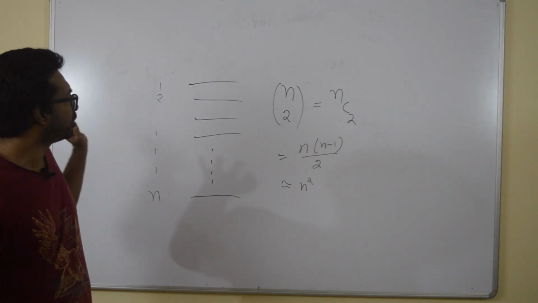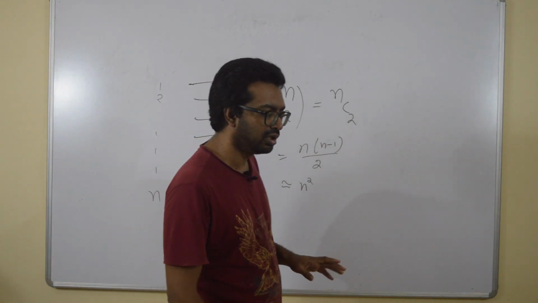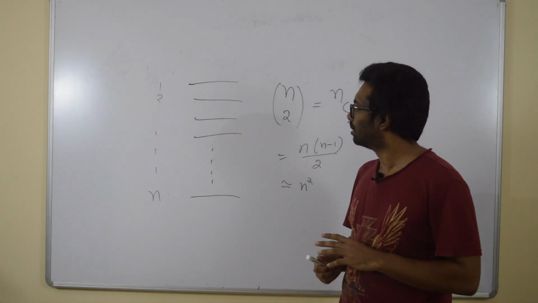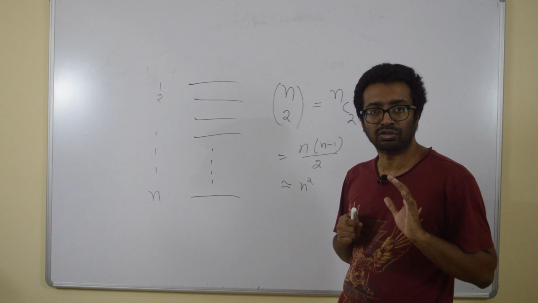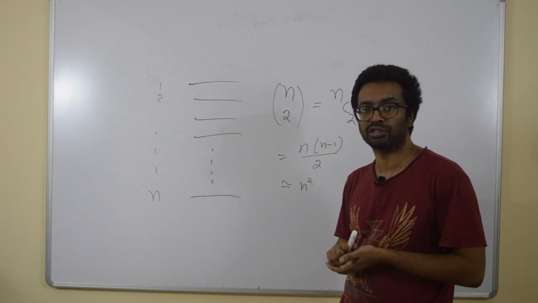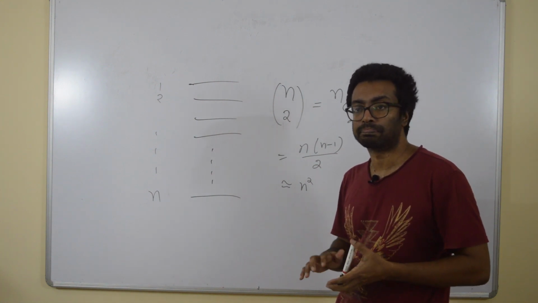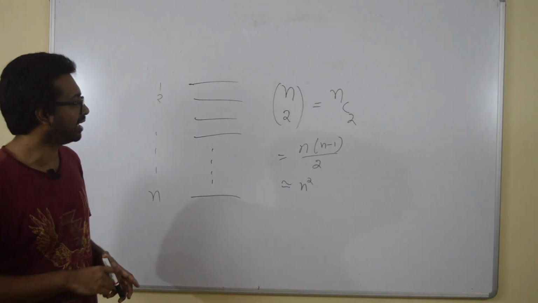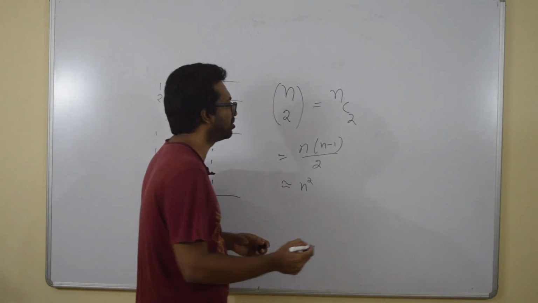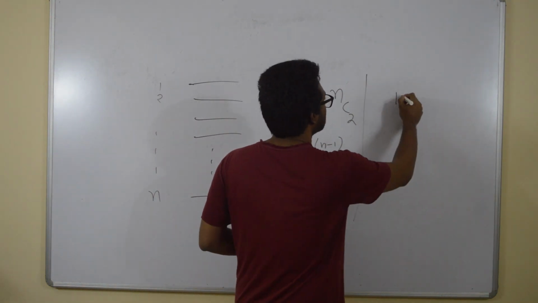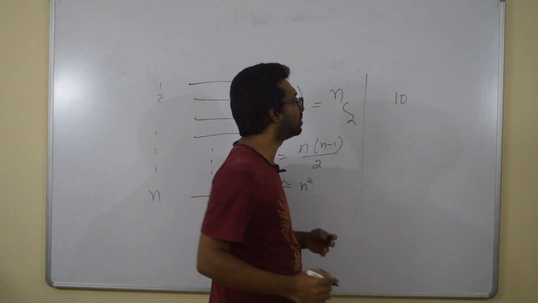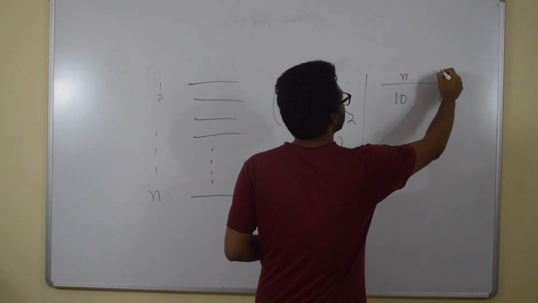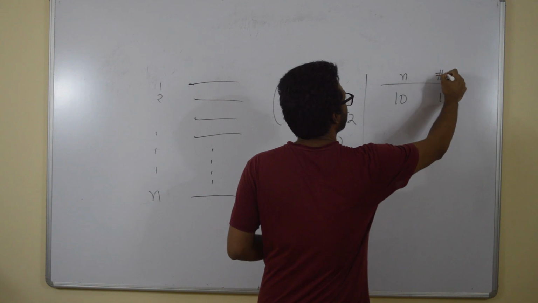So if there are n lines of code, around n squared interactions can happen, right? And so this becomes huge. Why is this huge? Because let's say your program has 10 lines. How many interactions are possible? 10 square, 100. So this is n and the number of interactions.